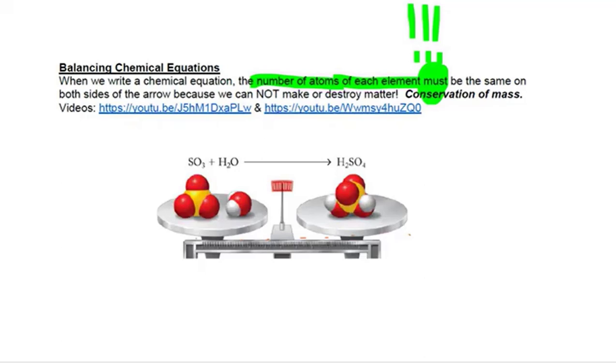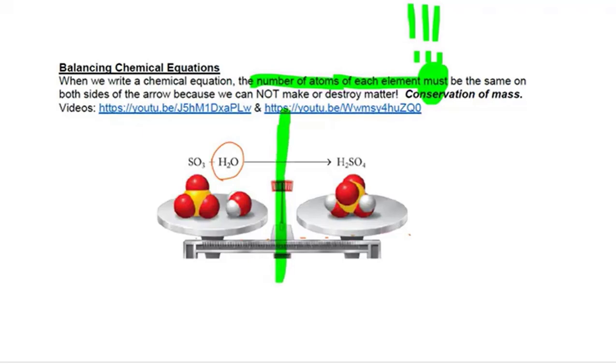Now, there's a few videos that are helpful to watch. Feel free to watch them. But I just kind of want to show you what this looks like because it's kind of hard to grasp if you go, well, wait a second, on the left side here I have water, on the right side I don't have water, so how am I conserving mass? Well, I'm going to show you how I like to do it.